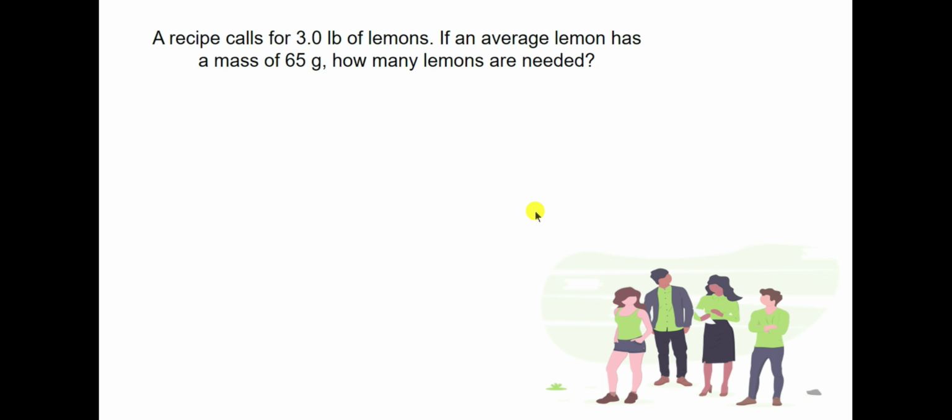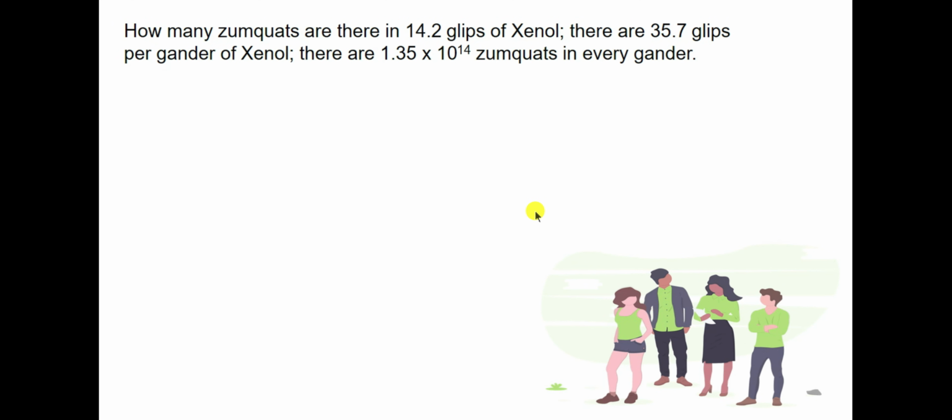A recipe calls for 3.0 pounds of lemons. If an average lemon has a mass of 65 grams, how many lemons are needed? I want you thinking about which information is really the measurement that's being converted and which information is given to me to help me build conversion factors. And this is another one that's similar and much more complicated.